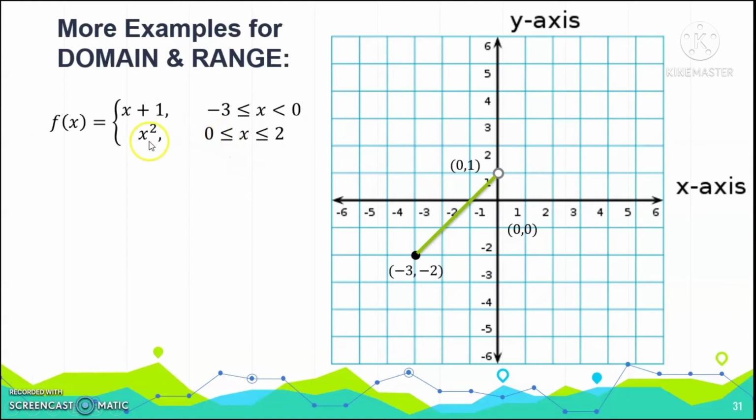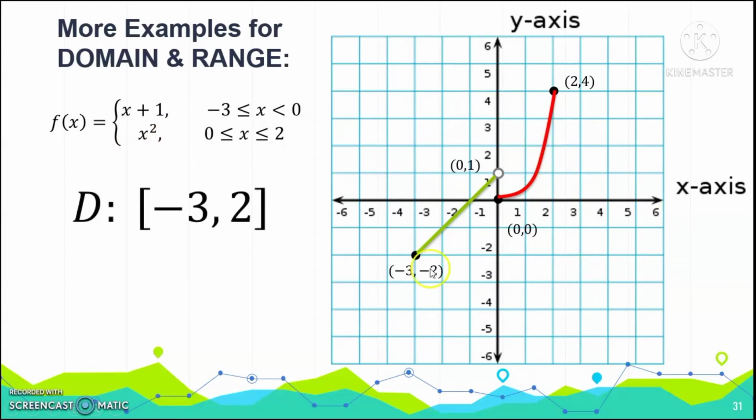And the next function, we have x squared. So the lowest possible value for x is 0. So therefore, 0 squared is equal to 0. So we have here, and we have 2. If our x is 2, 2 squared is equal to 4. So we have here. So we have to connect. Since it is x squared, therefore our graph is curved or quadratic. That's why it is curved.